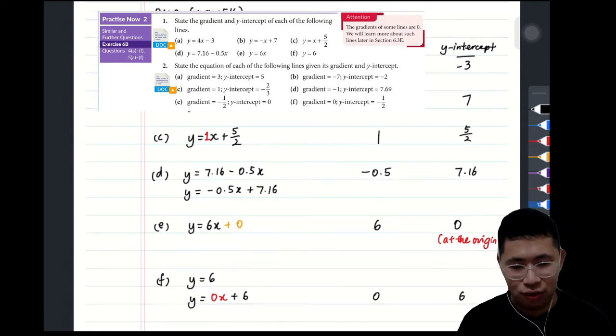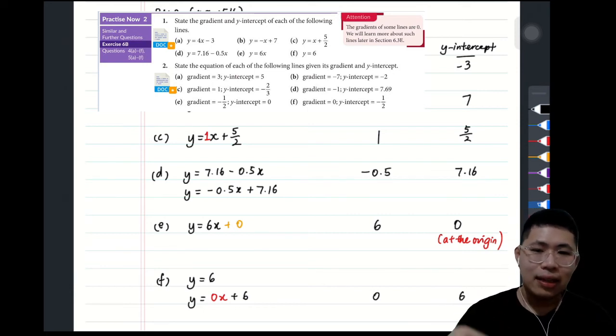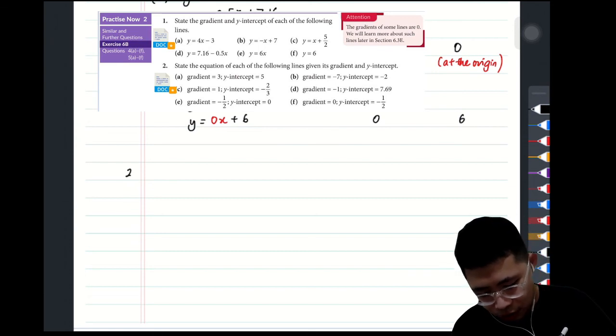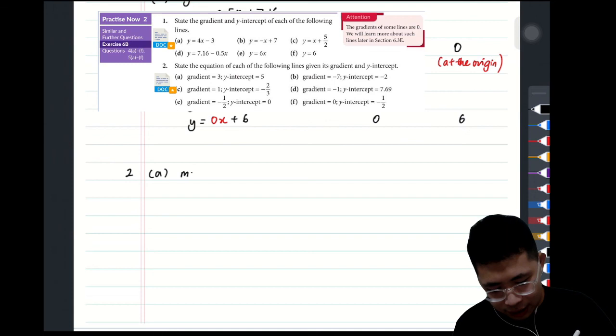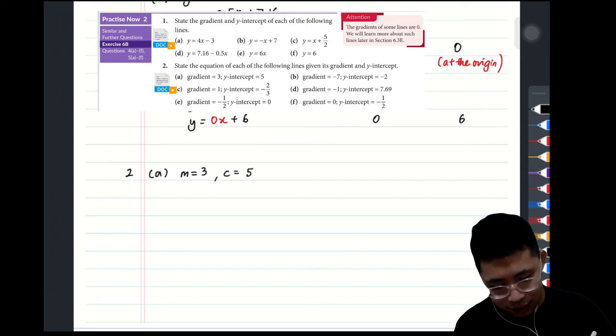Okay, so far we have these functions, and we identify the gradient and intercept. Now we do the reverse. If they give us the gradient and y-intercept, let us write down the equation. For number 2, it's going to be straightforward. The gradient is 3, the y-intercept is 5. So now y equals mx plus c.